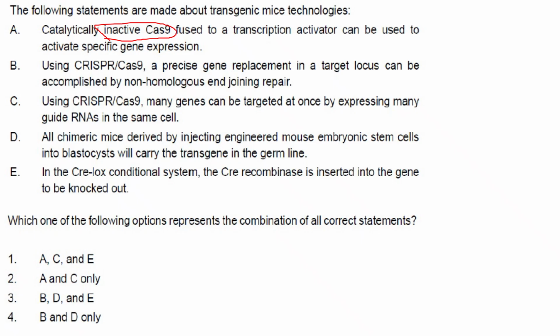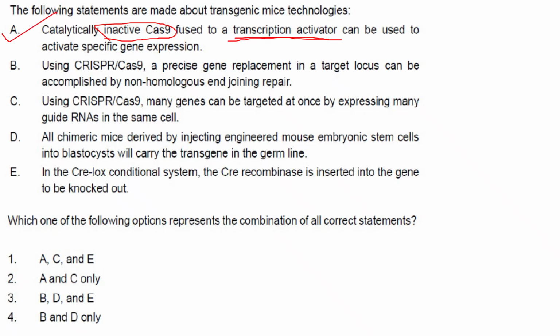But it can form a complex with the guide RNA, fused to a transcription activator. Now, transcription activator means it will enhance your gene expression. Transcription can be used to activate specific gene expression. Yes, 100% you can use.